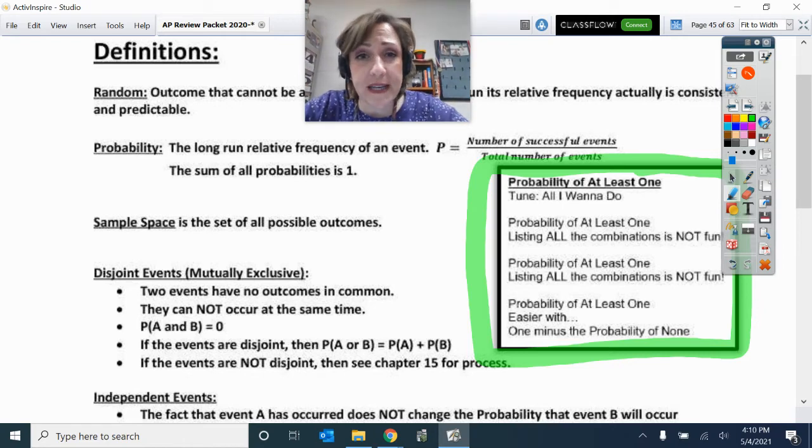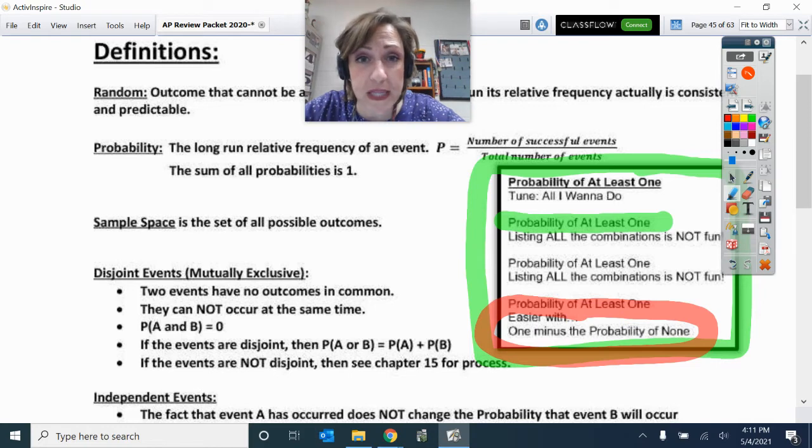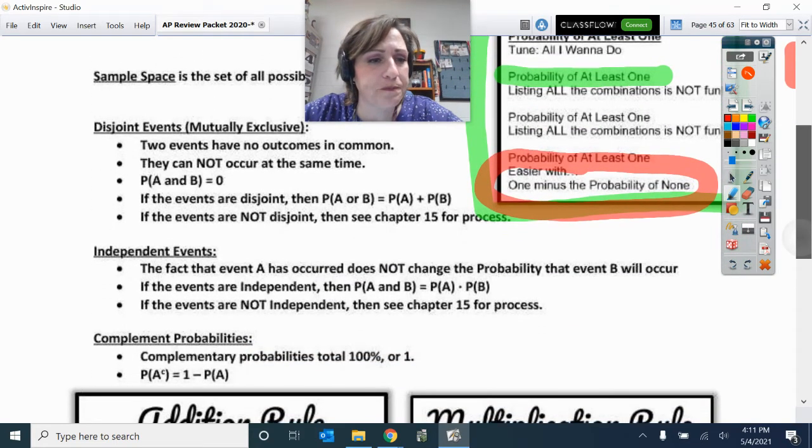So the probability of at least one, if you are asked what's the probability that at least one thing will happen, then you know you want to do this without listing all those combinations, because that is not fun. There's way too many combinations that could happen. So therefore, it is easiest to compute this as 1 minus the probability that none of those events occur. All right, 1 minus the probability that none of those events occur.